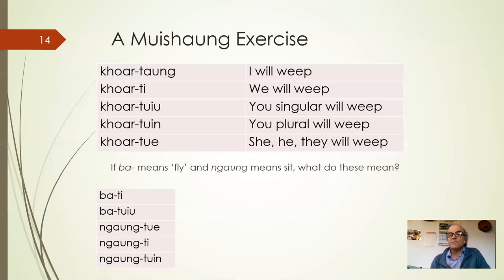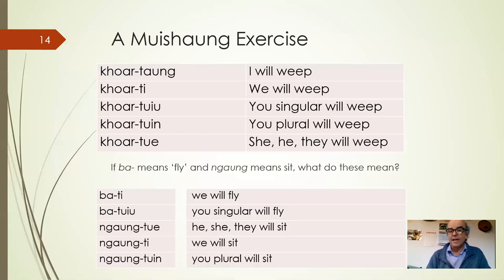And this is an interesting feature of Mashaung. There is no difference between singular and plural for the third person. And another language that does not distinguish number in marking of verbs is, of course, Assamese. On the verb, you distinguish whether it is you in a formal sense or an informal sense. You distinguish whether it is he or she, and you distinguish I and we, but the form for I and we is the same. There is no number distinction in Assamese, and that number distinction is also missing in Mashaung for the third person. So Nilimoy's answers, "You will fly," "he, she, they will sit," "we will sit," "you, plural, will sit," are indeed correct. And I can now put the answers there.